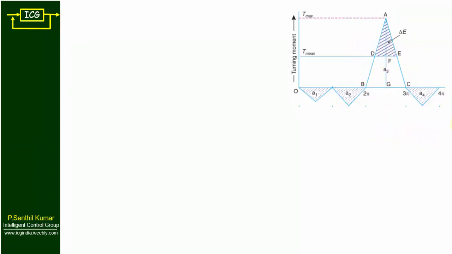Now let us take this diagram. I need del E. Del E equal to half into DE into T excess. T excess means this value. We already just now calculated that value, T excess. But what about DE? DE is unknown. We need this value. We can easily find this value using the ratio of triangles. Let's look at the ratio of triangles.